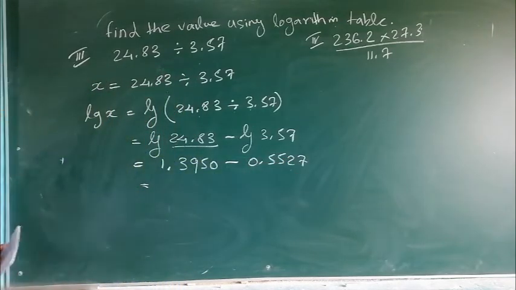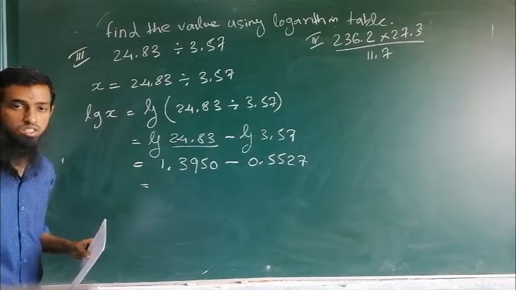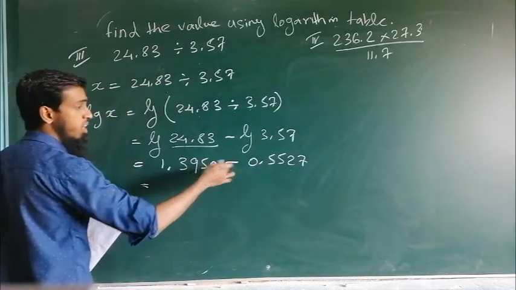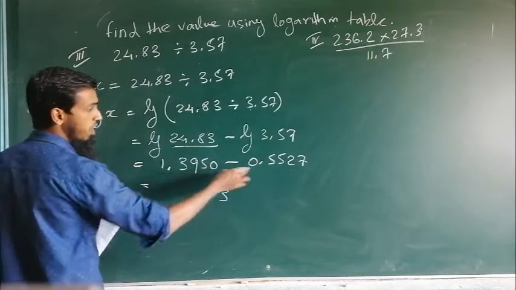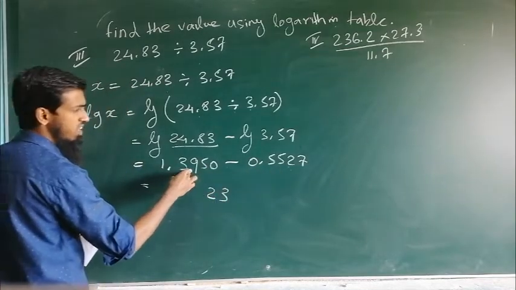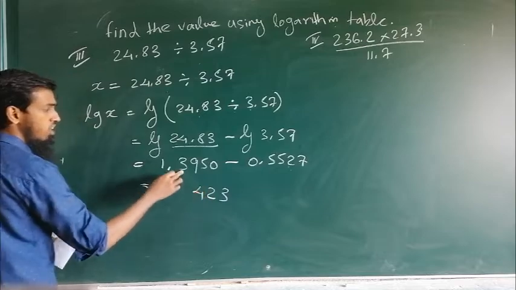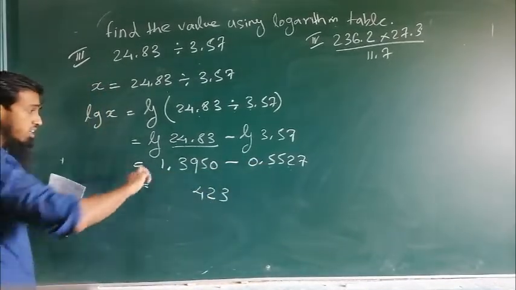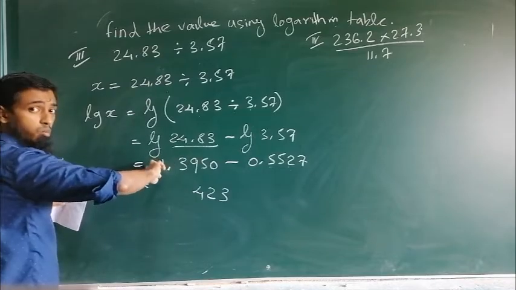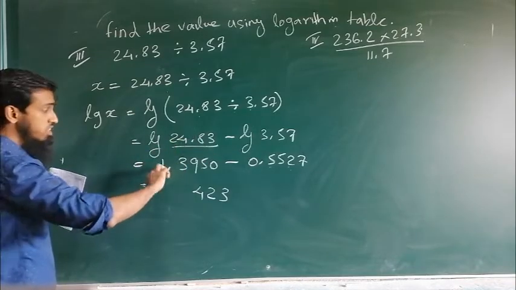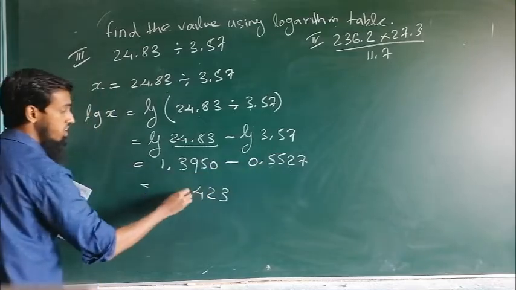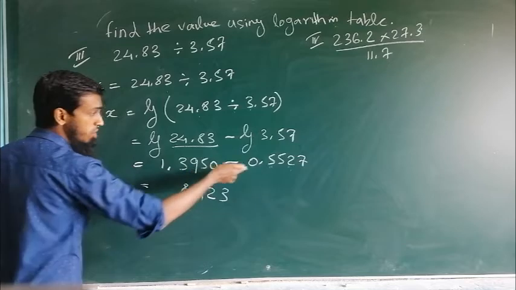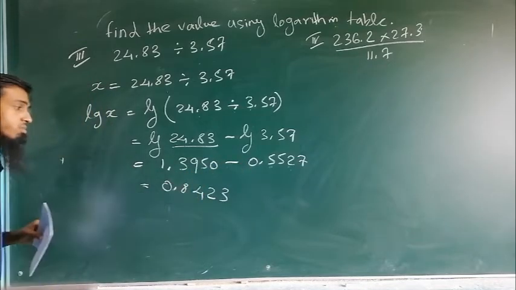So like before we had addition, now we have subtraction. So do the subtraction. 0 minus 7: 10 minus 7 is 3. 4 minus 2 is 2. 9 minus 5 is 4. 3 minus 5, you can't subtract, so borrow 1 from the digit before. So 13 minus 5 is 8. If you borrow from this, you have 0. So 0 minus 0 is 0.